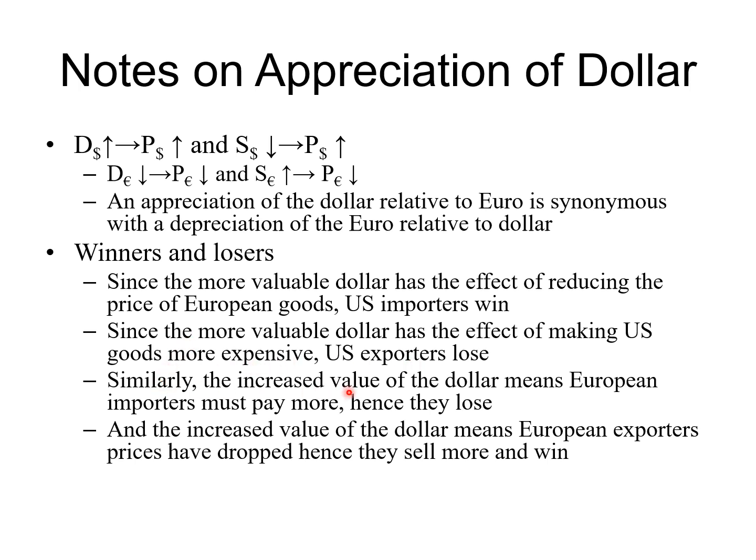Now, similarly, the increased value of the dollar means that European importers of U.S. products have to pay more. Hence, they lose, right? Because the euro will buy fewer dollars because it is depreciated in value. If the dollar appreciates, its partner, in this case the euro, depreciates. The increased value of the dollar means that European exporters can sell more, because the increased value of the dollar makes European goods less expensive. So European exporters can sell more, and therefore they win. So European exporters like the depreciation of the euro. European importers do not like the depreciation of the euro. Always remember, it's a reciprocal relationship.